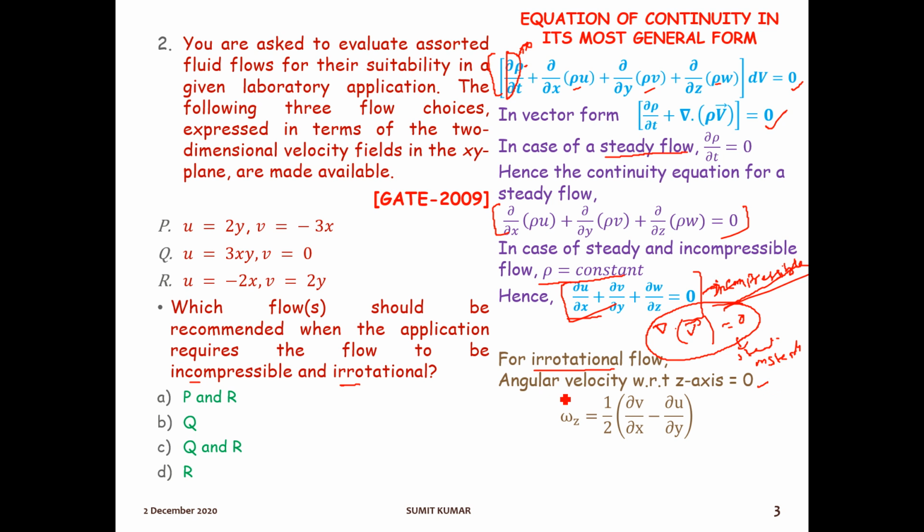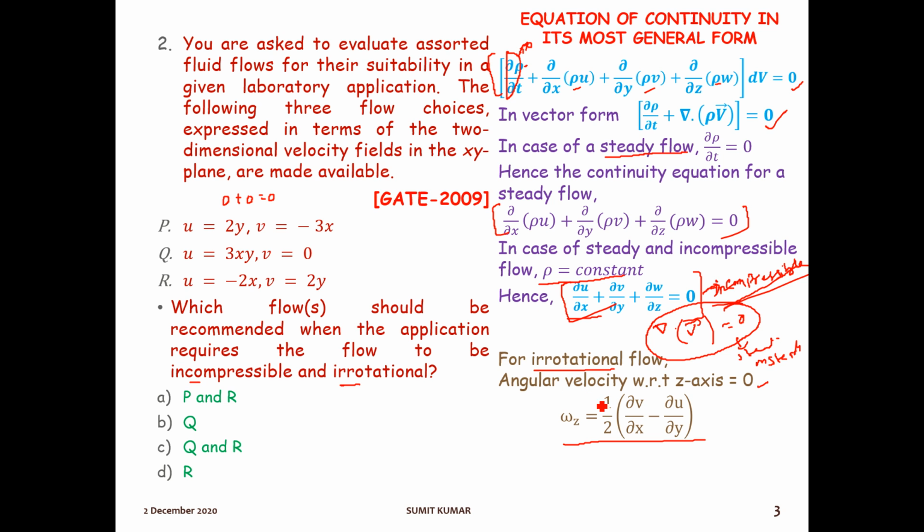Now for irrotational flow, the angular velocity becomes 0. For the xy plane, the angular velocity with respect to the z axis will be 0, and the equation of angular velocity is half of del v by del x minus del u by del y. So now we will check for P, Q, R. We will use both equations and check the incompressibility and irrotationality. So for P, del u by del x is 0, plus del v by del y, which is also 0. So it is 0, and we can say this flow field is incompressible.